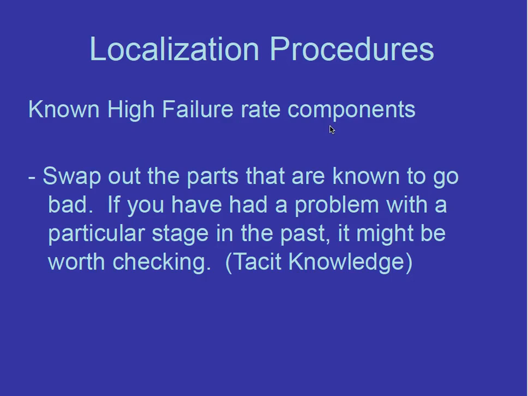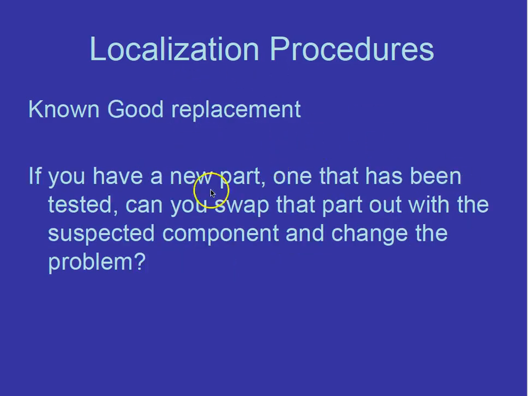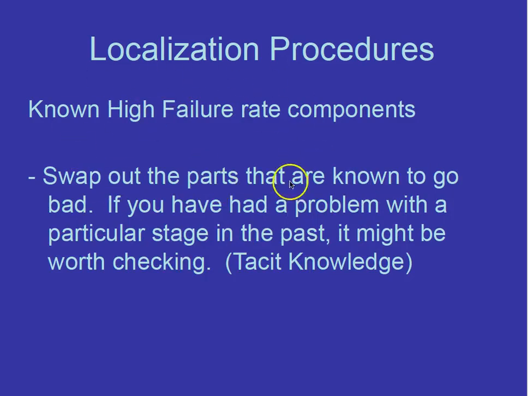So the previous one was, if the component was bad, then you replace. But in this case, you replace the component which you know might fail. You don't have enough information, but you think that that particular component might fail, so you replace it. So swap out the parts that are known to go bad. If you have had a problem with a particular stage in the past, it might be worth checking.